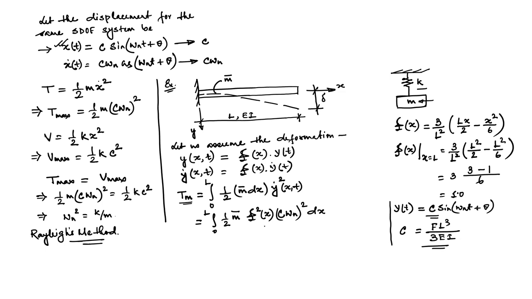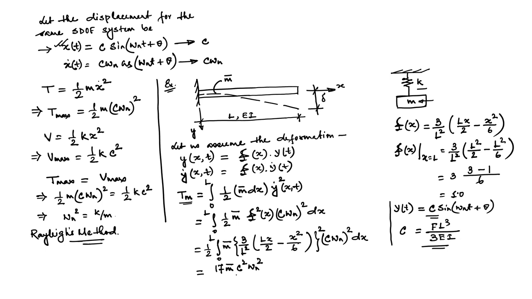Okay. So, now what we will do? We will put the expression of this phi of x. So, what we have is half m bar. So, what is phi? This is 3 by L square. Then we have L x by 2 minus x square by 6, square of this quantity, then C omega n whole square dx. And then finally, we can carry out this integration. I leave this as a home task. If you do that, you will get 17 m bar, then C square omega n square divided by 80. Please check this expression. You can easily carry out this task. So, that I leave it for you.